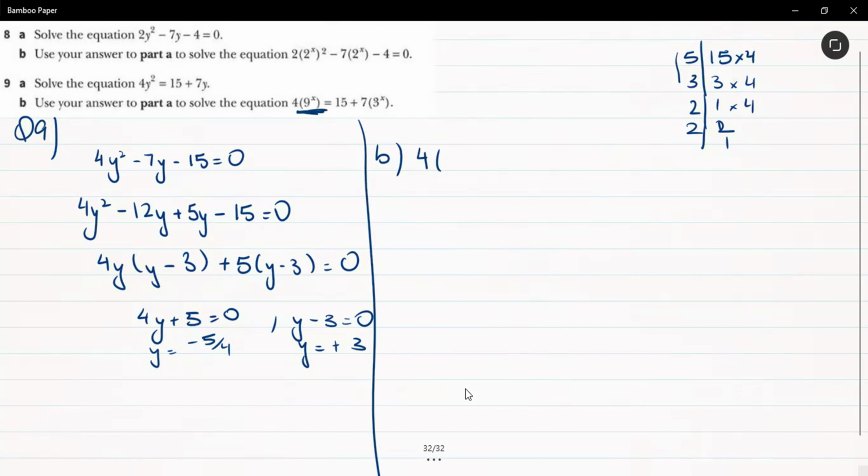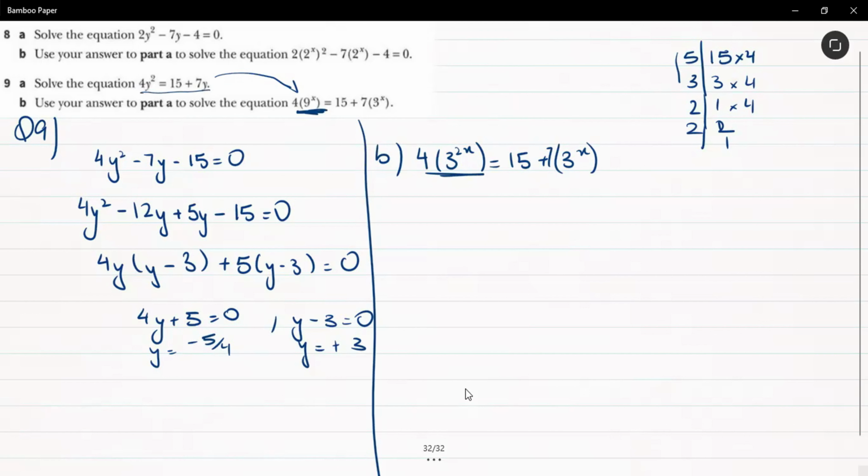We can say that this is equal to 3 squared x, as we have discussed in the previous lectures, which is equal to 15 plus 3 raised to the power x. Now, sorry, 7 multiplied by 3 raised to the power x. As we can see, this is a 3 squared, so it's actually the same equation as it was here, just replaced by 3 raised to the power x.